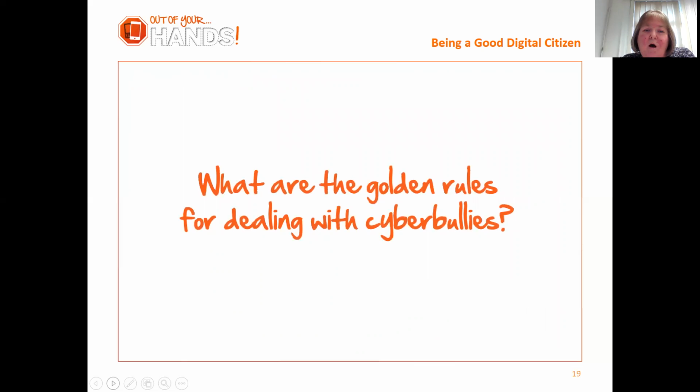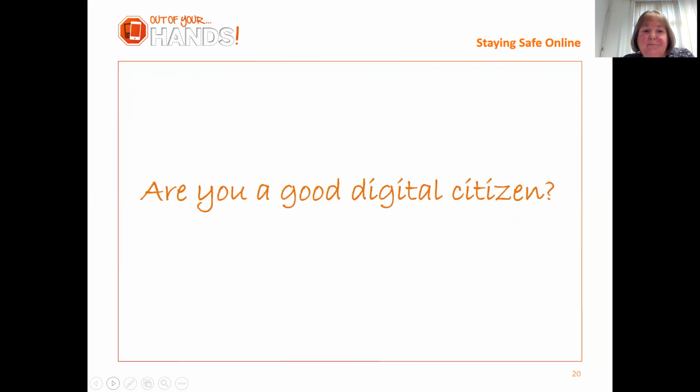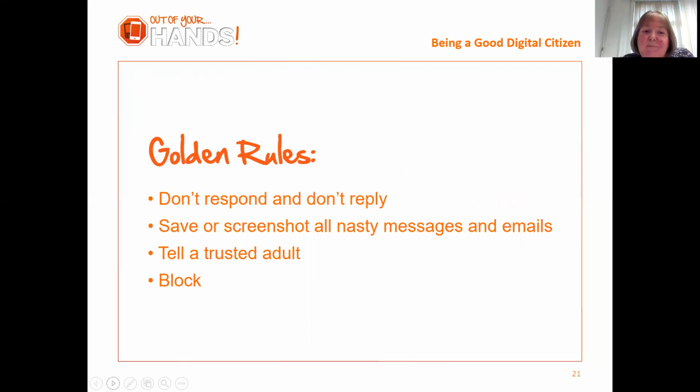So what are the golden rules for dealing with cyberbullies? I think the screen's gone right. There they are. Don't respond and don't reply. Save or screenshot all nasty messages and emails. Tell a trusted adult and block them. They're the golden rules. So you might want to, after this, make a poster or make a little book for some younger children about the rules of what to do when confronted by a cyberbully.